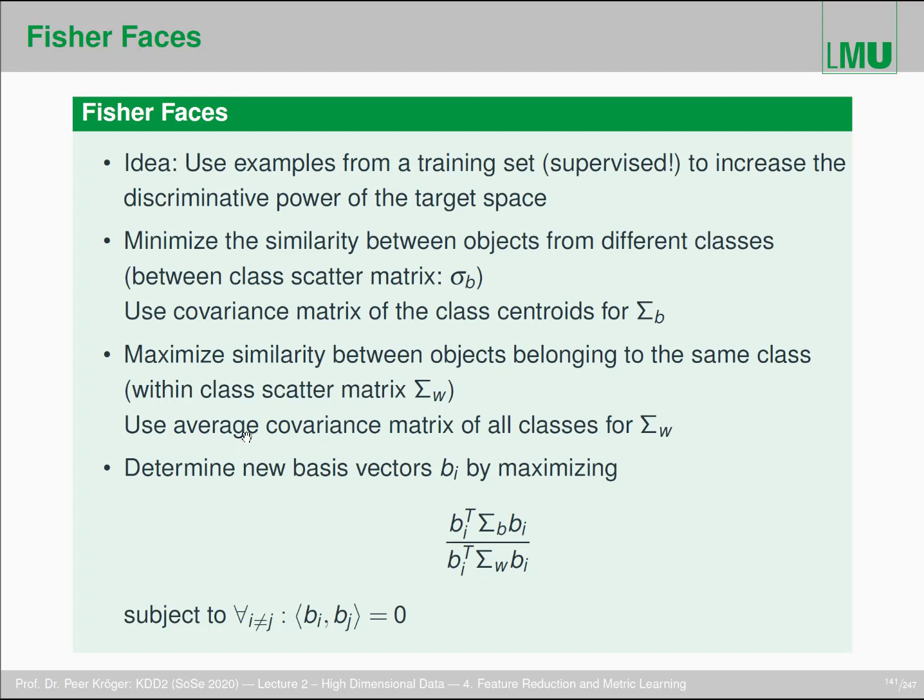And for that purpose, you use the average covariance matrix of all classes, which is denoted as sigma w. Sigma b is the covariance matrix of the class centroids, and then for each class, say we have k classes, you compute the covariance matrix of all the k classes, and then take the average of those covariance matrices as the sigma w. And obviously, along those axes, you want to have a small spread, so you want to minimize the impact on the directions from sigma w.